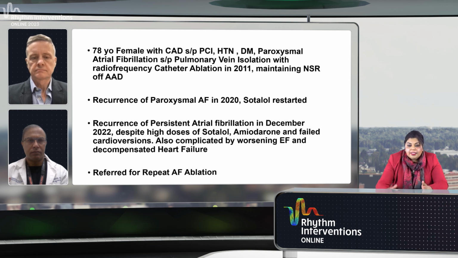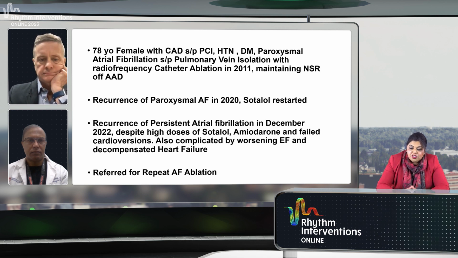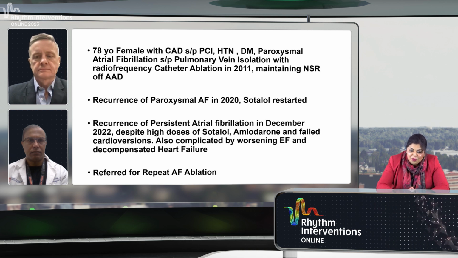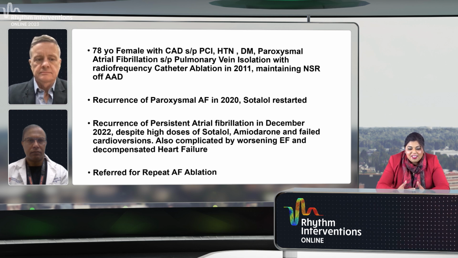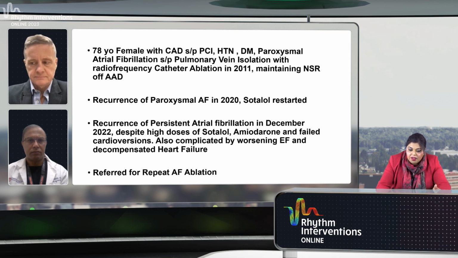So I want to present our case that we got to do together. And it was truly my privilege to have Richard come over from London to Jonesboro, Arkansas to do this case with me. It's a 78-year-old female with CAD and PCI, hypertension, and diabetes, so a lot of risk factors. She had paroxysmal atrial fibrillation, had a pulmonary vein isolation with radiofrequency catheter ablation in 2011, and she'd maintained sinus rhythm with antiarrhythmic therapy. At that time, we used the lasso-based ablation strategy, putting a lasso catheter and ablating around the lasso.